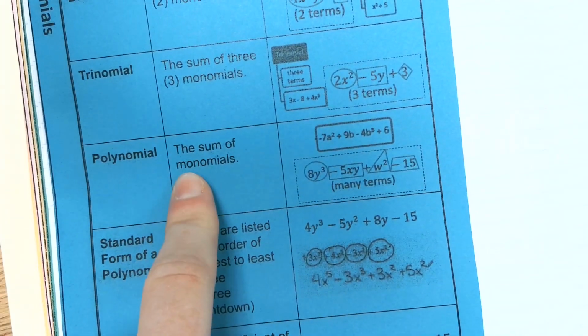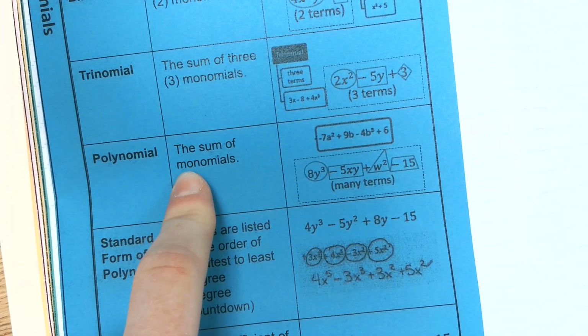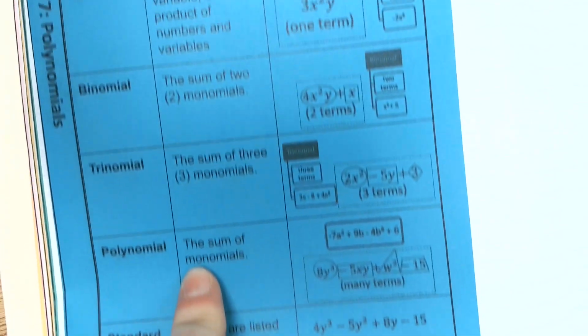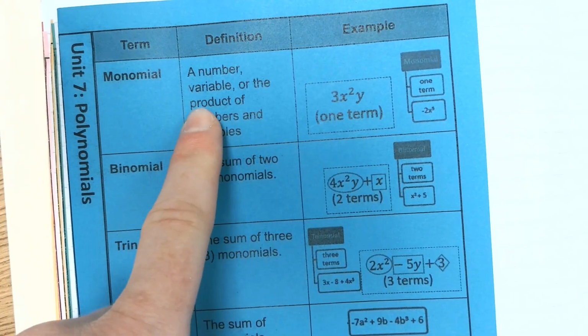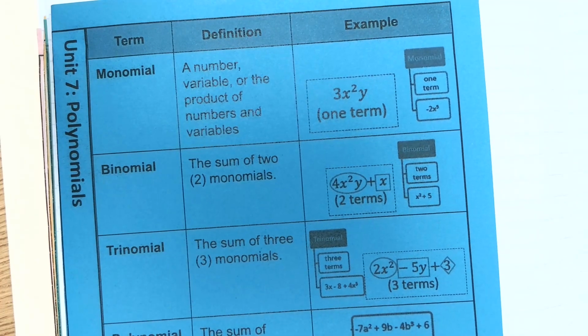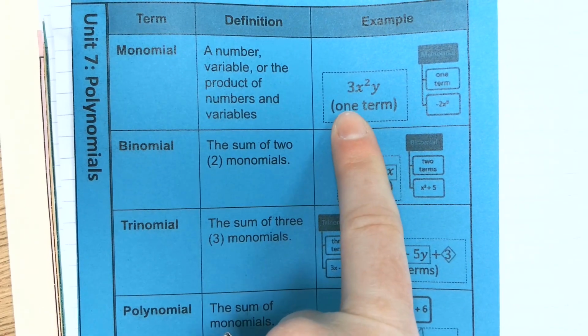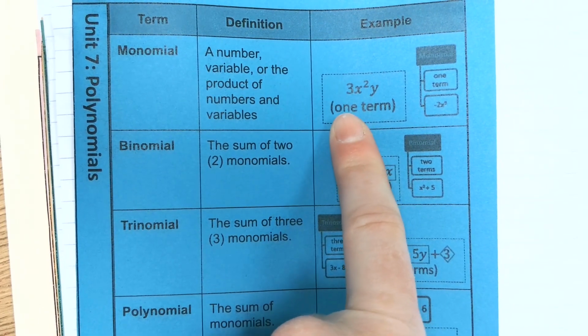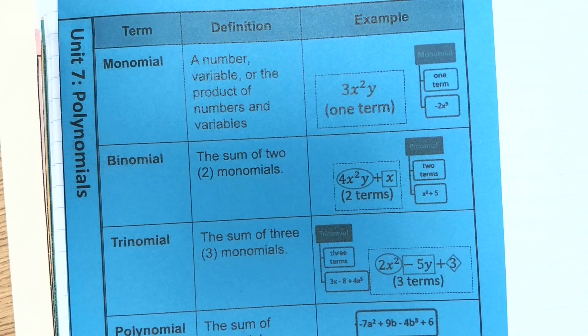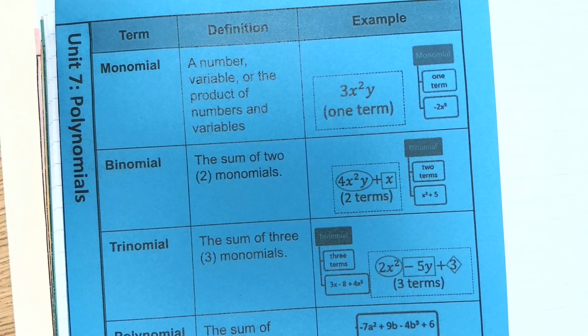It says the sum of monomials. Well, then you're like, wait, what's a monomial? Okay, let's go back. This is something new too. So a monomial is a number, variable, or the product of numbers and variables. So see this? 3x squared y? That's called a monomial. So whenever you have them lined up with addition or subtraction, then that's called a polynomial.